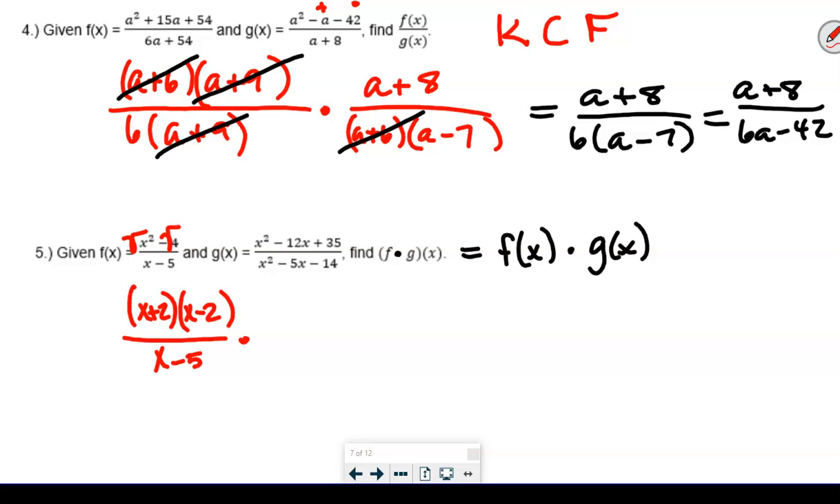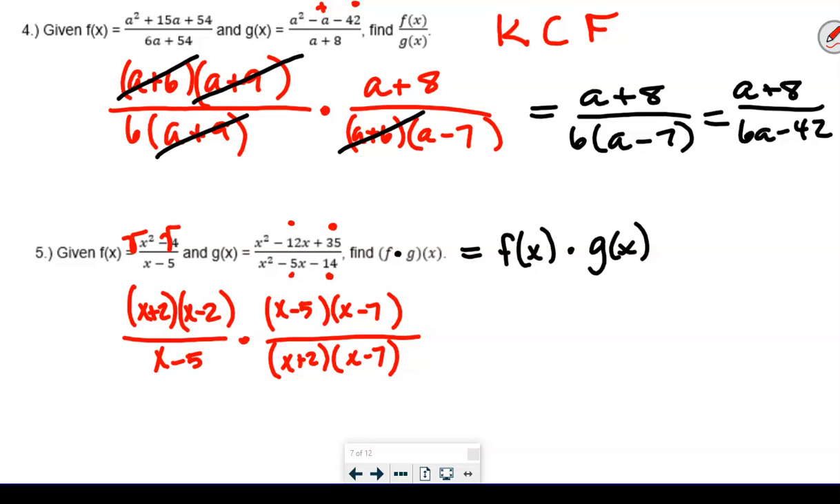And then we're going to multiply that by, again, we're going to factor our numerator here. So what are the factors of 35 that add up to be -12? That would be x minus 5 and x minus 7. And then what are the factors of -14 that add up to be -5? So that would be x plus 2 and x minus 7, right?